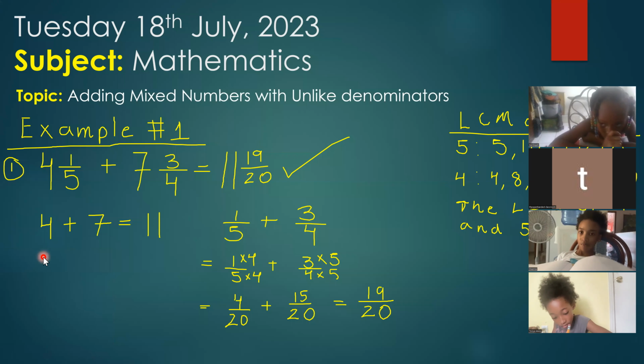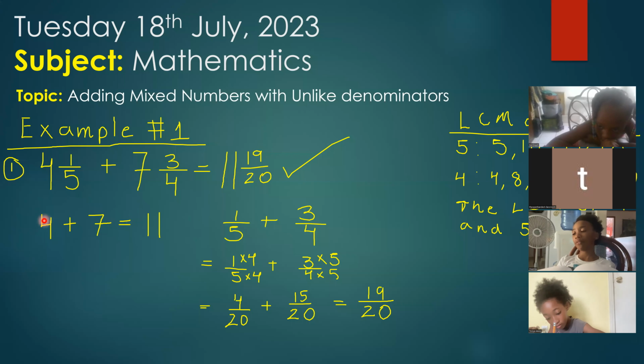The first thing we do is add the 4 and the 7. So we add the whole numbers. 4 plus 7 is going to be 11, right? And the next thing after we add the whole numbers is we add the fractions. The fraction is 1 over 5 plus 3 over 4.